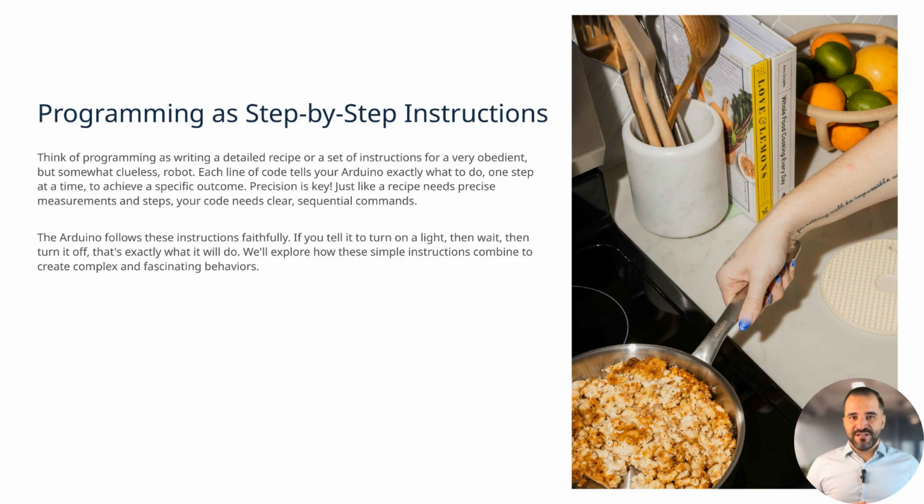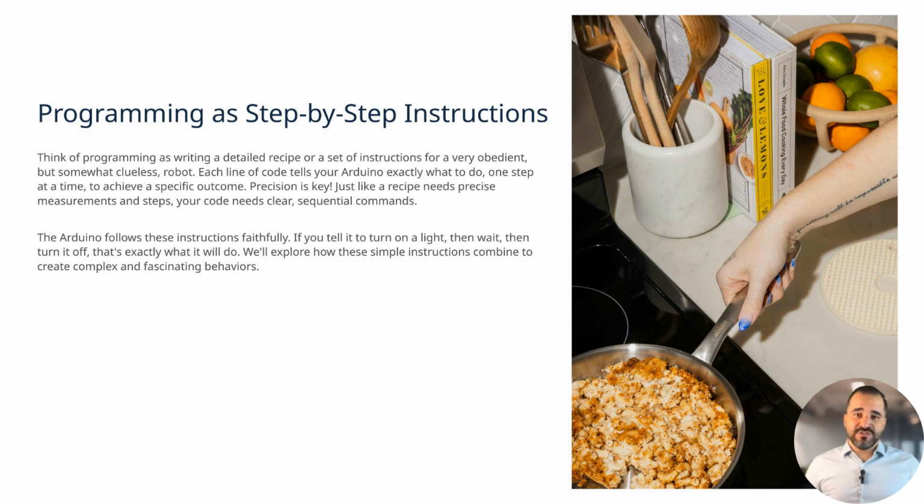Programming is like crafting a recipe for a robot, specifically your Arduino. Each line of code acts as a precise instruction, telling the microcontroller exactly what to do and when to do it. Just as a successful recipe depends on accurate measurements and a logical order of steps, your code must be written clearly and sequentially to ensure everything runs smoothly.